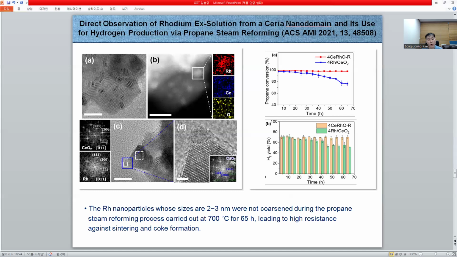In particular, the Moire fringes from the nanoparticles clearly distinguish them from the cerium oxide. As expected, the rhodium particles were not coarsened during the propane steam reforming process carried out at 700 degrees C for 65 hours, leading to extremely high resistance against sintering and coke formation.